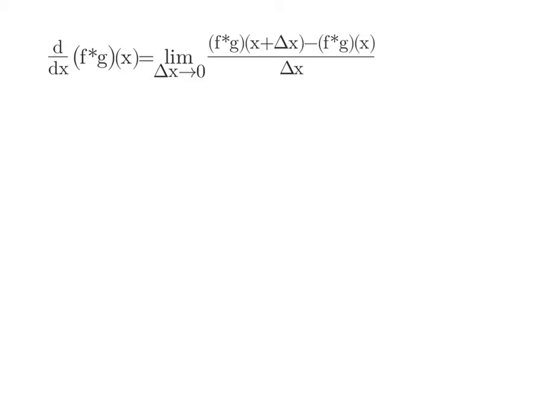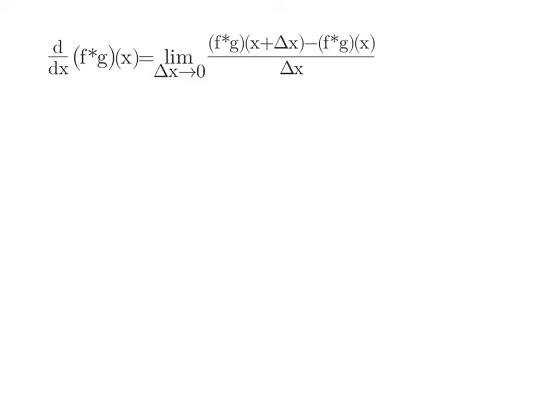Now, when it comes to f times g of x plus delta x, that means f of x plus delta x times g of x plus delta x. And the same thing for f times g of x. That's f of x times g of x. Now, I have split this up and put a big gap in between these two terms because I'm going to pull off this special little math trick.